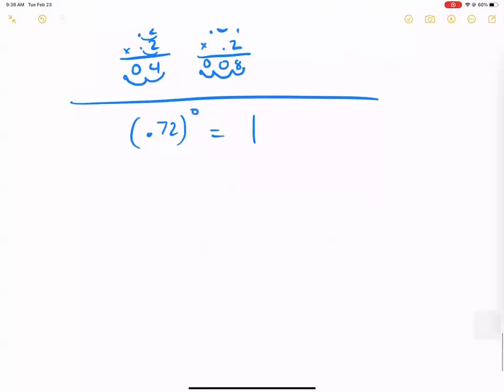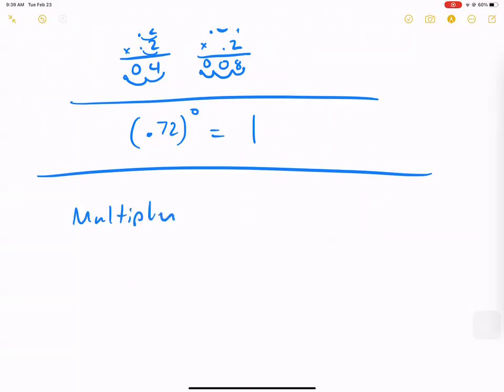Now, what you guys are going to do now for your homework is one more step here. Today we're going to multiply exponents.